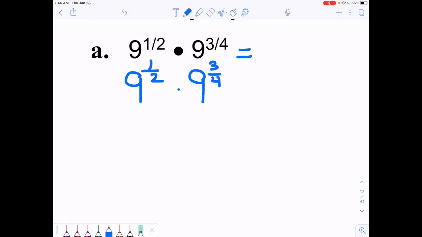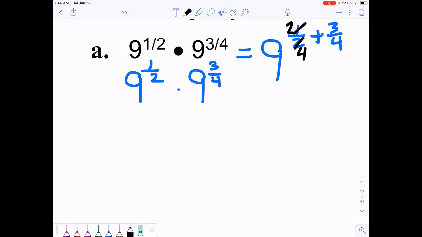So she said we need to make them have the same denominator because our goal is to add them together. We need to take 1/2 plus 3/4. So she said the first one, we would have to multiply the bottom by 2 and the top by 2. So that becomes 2/4. 1/2 is 2/4.